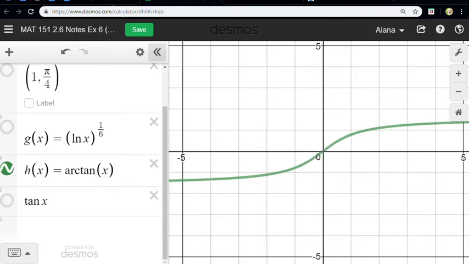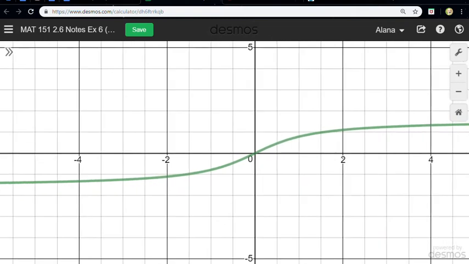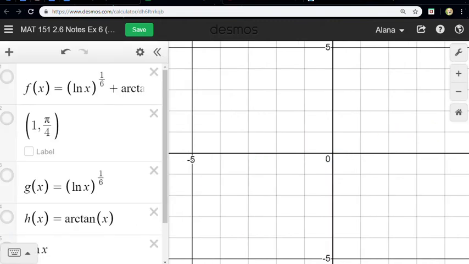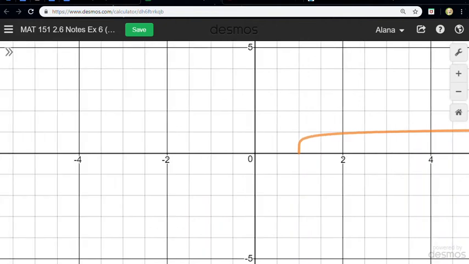Okay, so that is continuous everywhere. So it's not like tangent or secant. It's continuous for all real numbers. But then we want to consider the other function. Let me turn off that one and look at this one: the natural log of x to the 1/6 power.